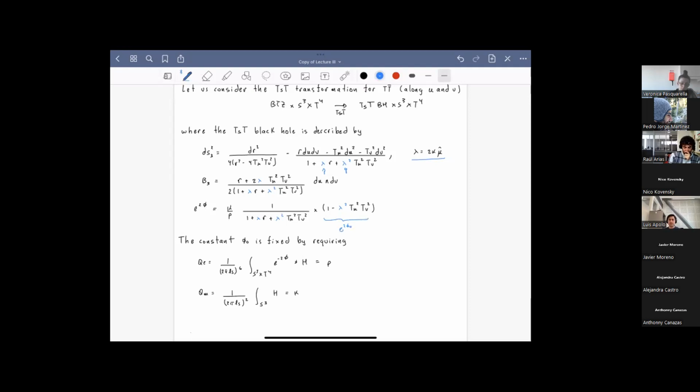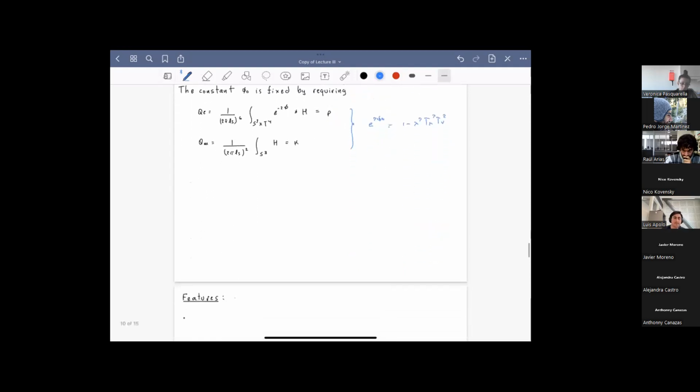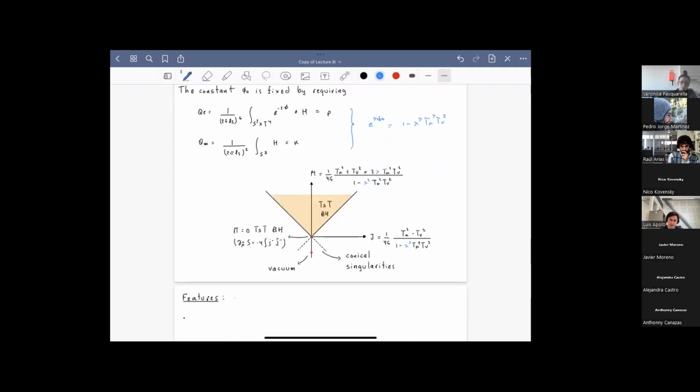Remember in the previous lecture, we saw that these locally AdS3 backgrounds we were considering had electric and magnetic charges. In order to preserve this, we have to set e to the 2 phi naught to be equal to this value. Okay, so the space of solutions can be parameterized in this way.